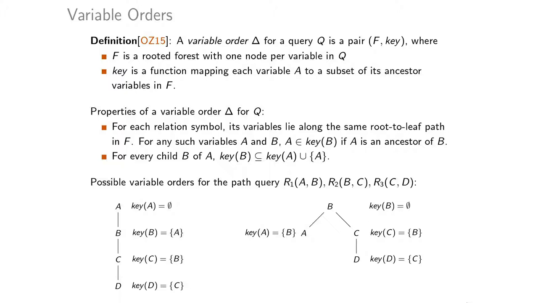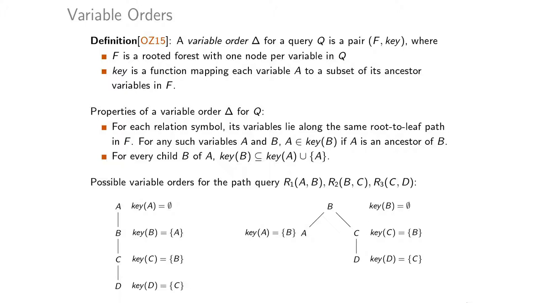So there are also two properties here, which I'll come back to in a second. This is, for instance, one variable order for our path query, R1(A,B), R2(B,C), R3(C,D). It's essentially going A, B, C, D, a total order. We just assume an order. We can take actually any permutation of A, B, C, D in this case, right? And put a total order there. But we may be able to give other variable orders, such as this one here, where we say B is a root, and then we have A, C, D.